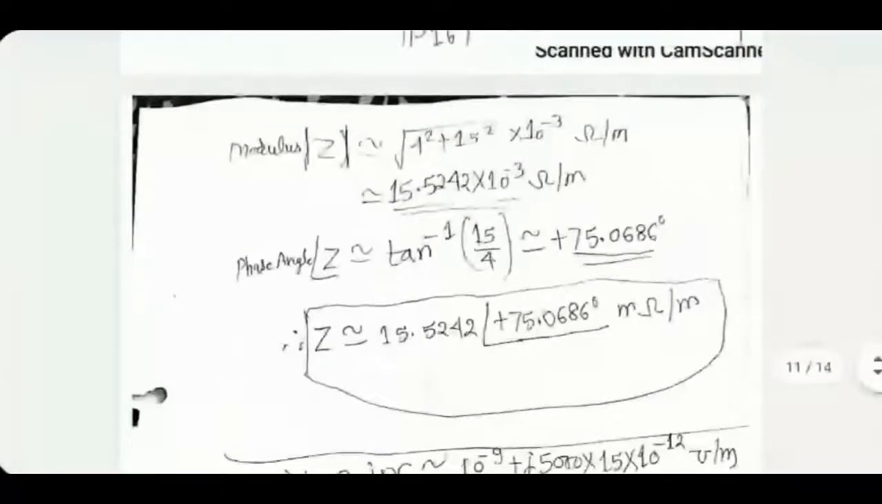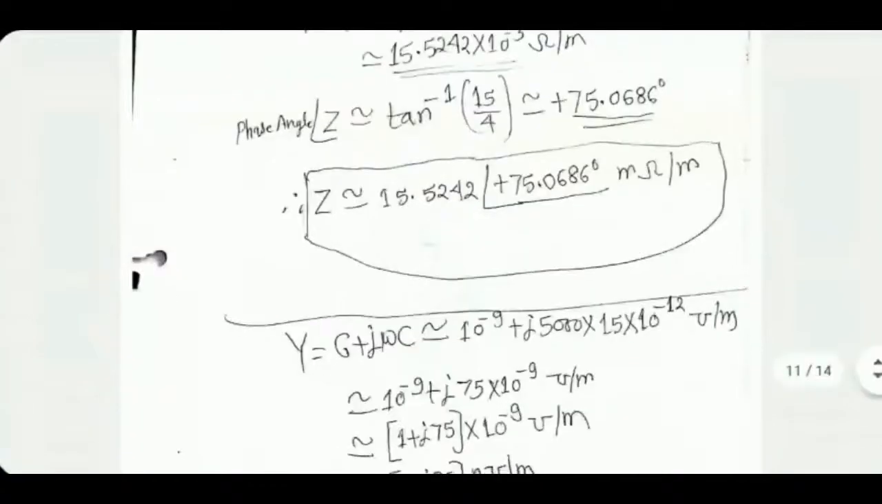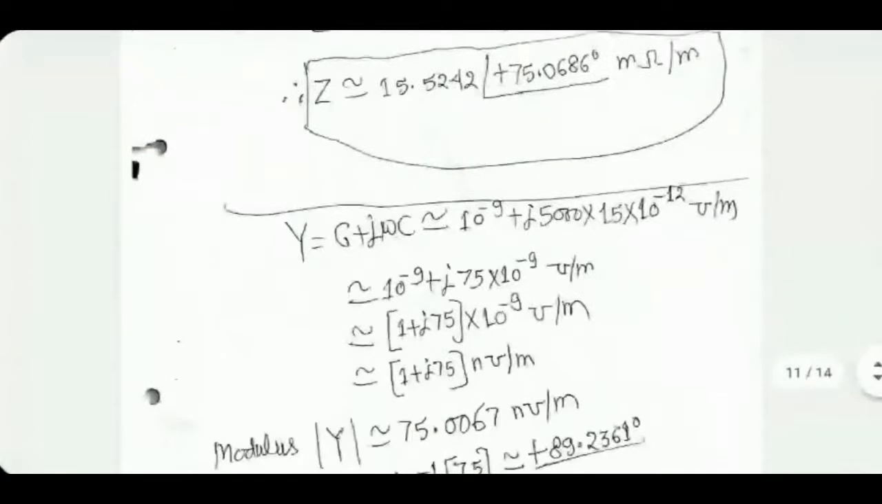This converted to polar system gives me 15.5242 milliohm per meter with an angle of 75 point something degrees. You can double check all this once you get the result. So Z is known in polar system and in rectangular system also. Y similarly has to be done.